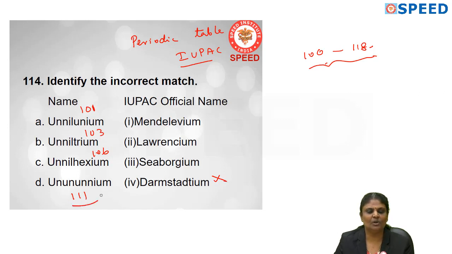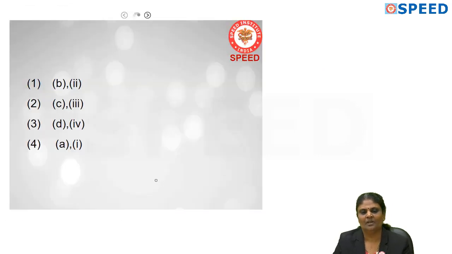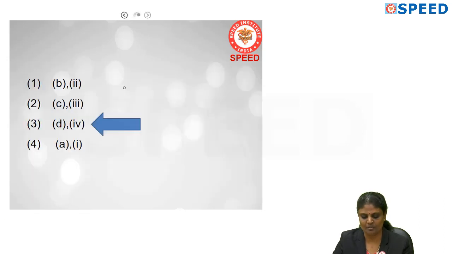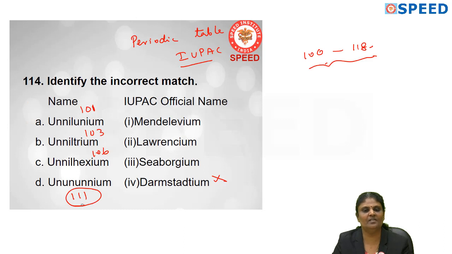Okay, so the atomic number is not 111 for this particular element. The fourth option, D, is the correct answer. This is Ds, the answer is 110, but in your question paper it is given as 111. So here nillium is the correct one.